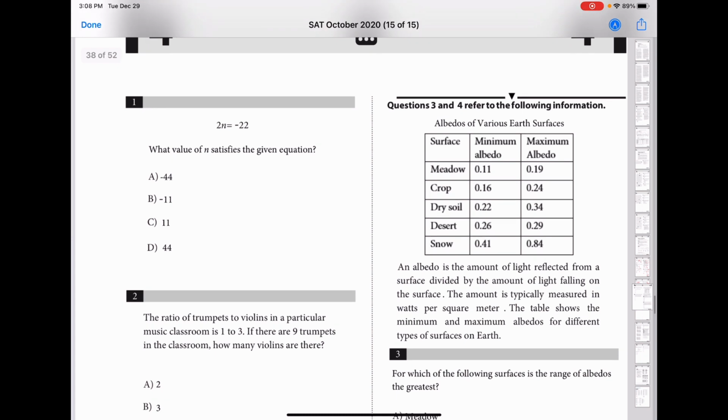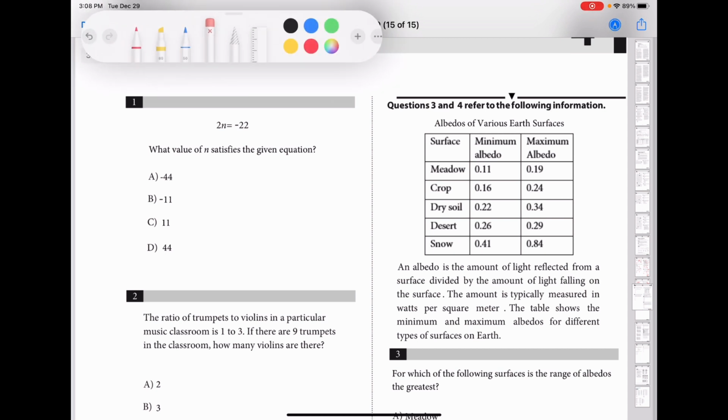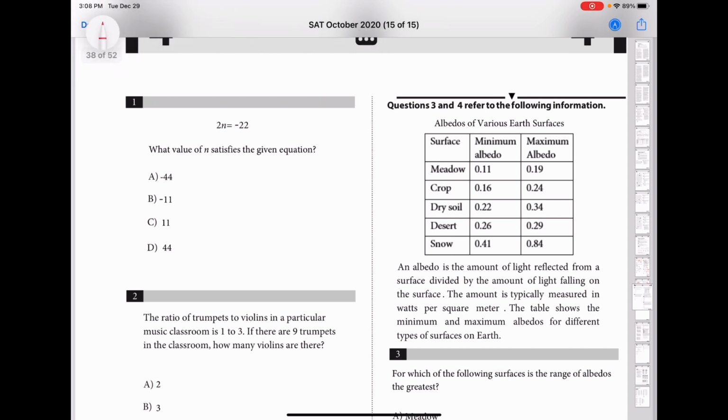All right, so 2n equals negative 22. Let's see if I can just write it out. Change it to my writing utensil. 2n equals negative 22. Divide by 2 on both sides, n equals negative 11. Answer is B for number 1.